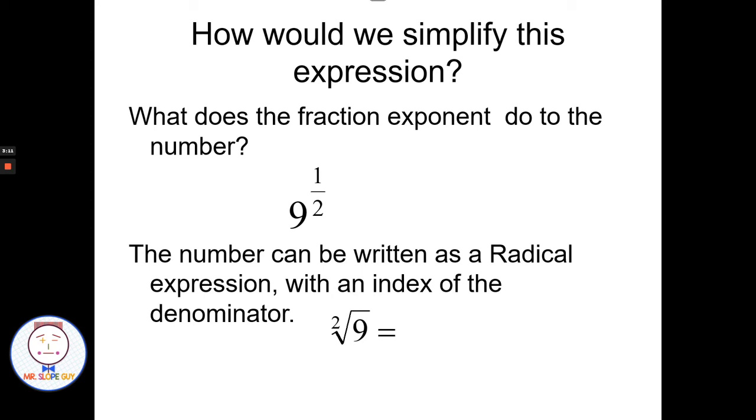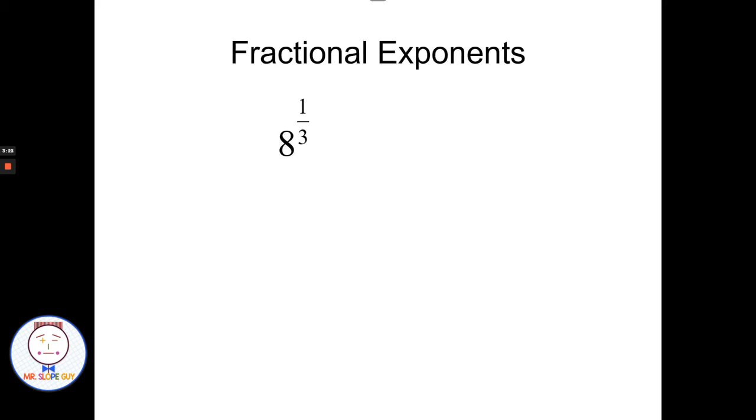So what does a fractional exponent do? 9 to the 1/2 is asking for the square root of 9, and the square root of 9 is 3. So if I have 8 to the 1/3 power, that 3 is the index, or the root, and it is asking for the cube root of 8. The cube root of 8, looking for the same number multiplied 3 times to get 8. I know your calculator can do that, but I think I can do some of these easy ones in my head, because 2 times 2 is 4, times 2 is 8. So the cube root of 8 is 2. 2 to the third is 8.